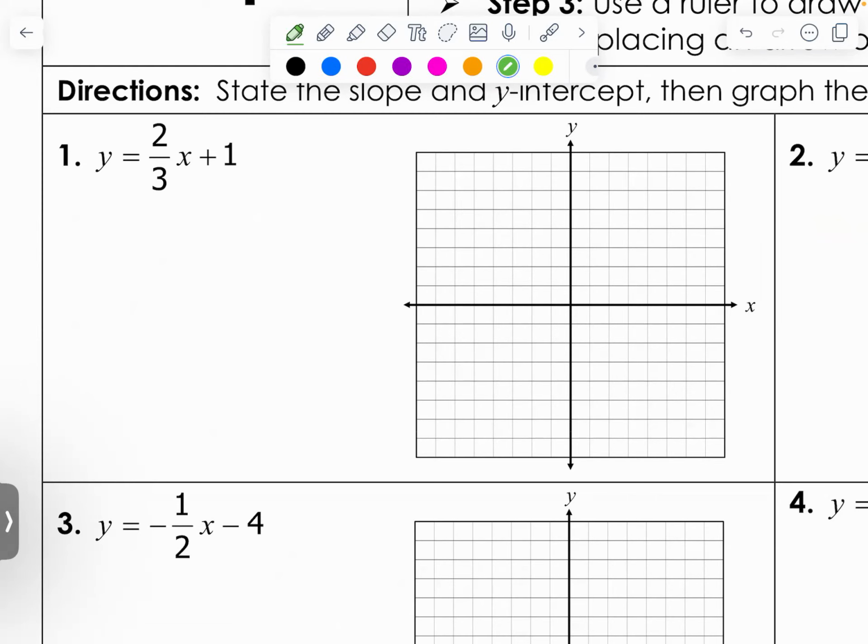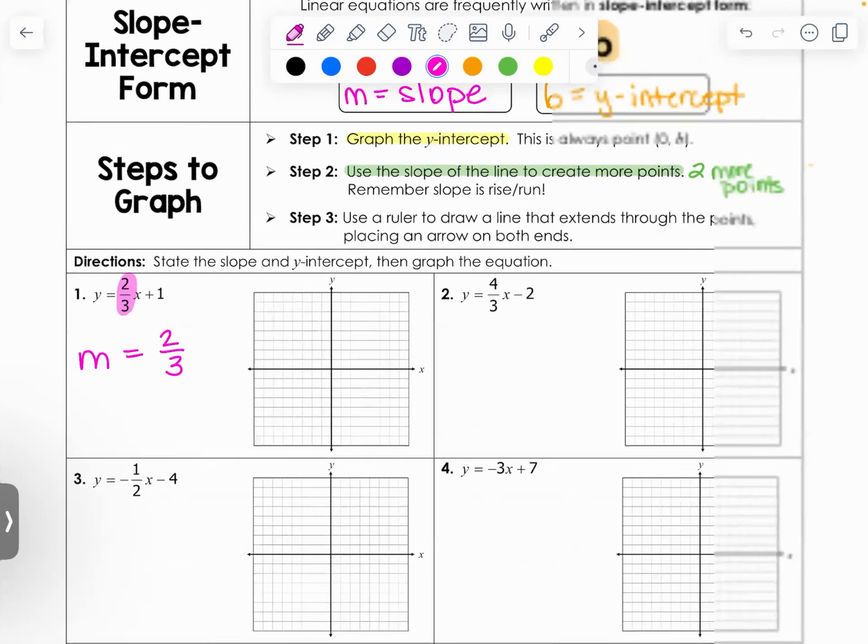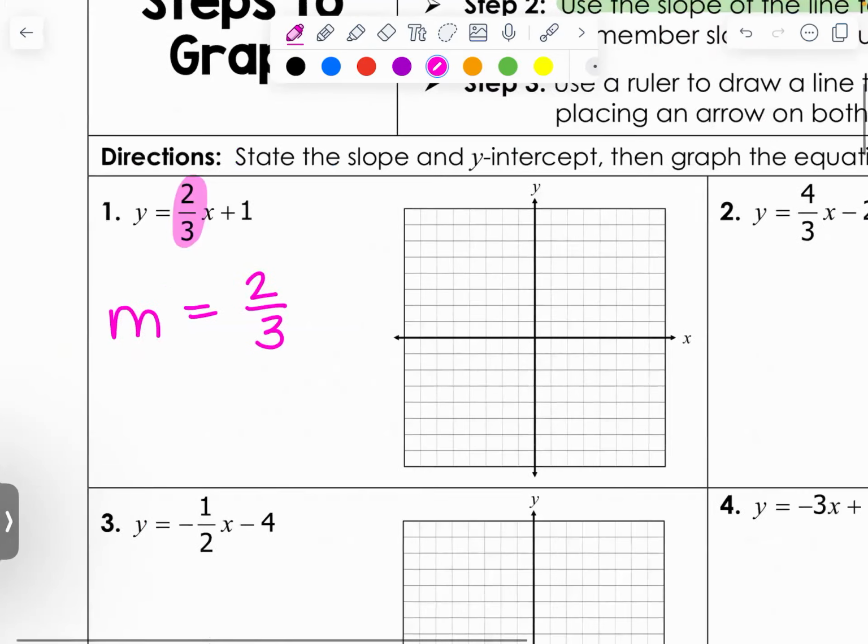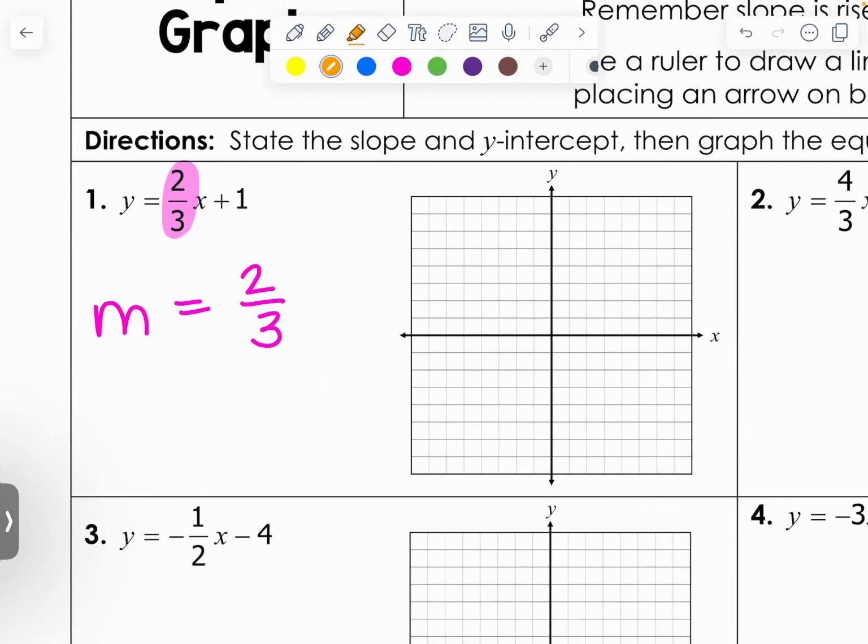Reagan, what do you think the slope is? Okay. M is the number in front of x. So our slope is 2/3. B is the number added or subtracted after x, which in this case is what? So B is 1.